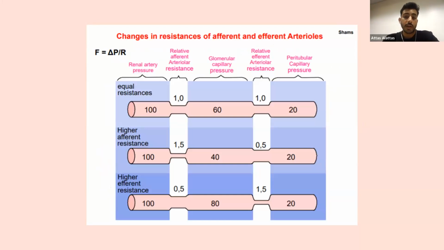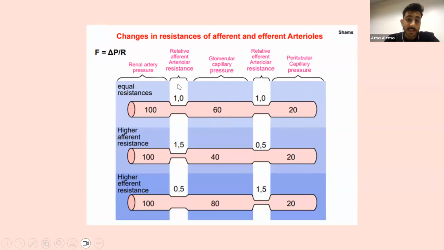Okay, so this slide is just a hypothetical scenario. In the kidney, you have the renal artery, then the afferent arteriole, then the glomerular capillary, efferent arteriole, and the peritubular capillary. Let's say that the normal renal artery pressure is 100, and then the peritubular capillary pressure is 20.